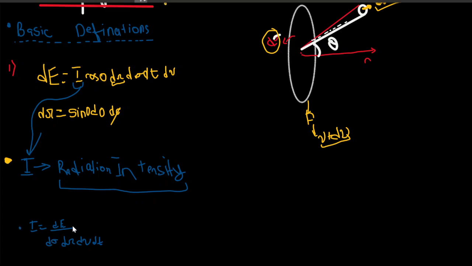In some other books, you will probably see that the radiation intensity I is defined as d phi divided by d omega, which is the flux per unit solid angle. And in this particular context, it is not only per unit solid angle, it is also per unit frequency, per unit time, per unit surface area, cross-section area. So this is how we are going to define this.